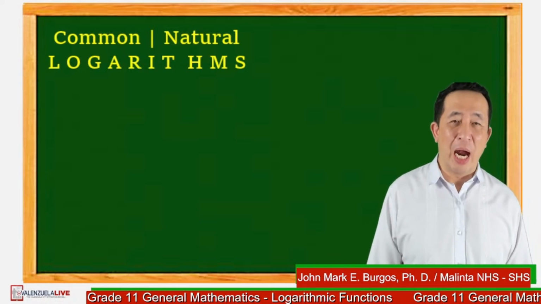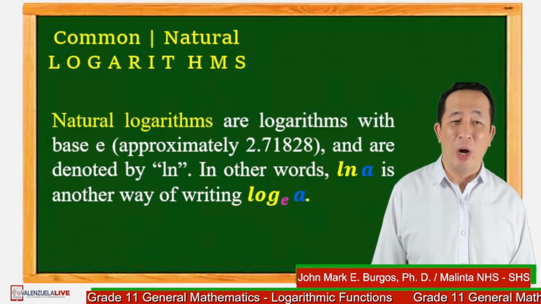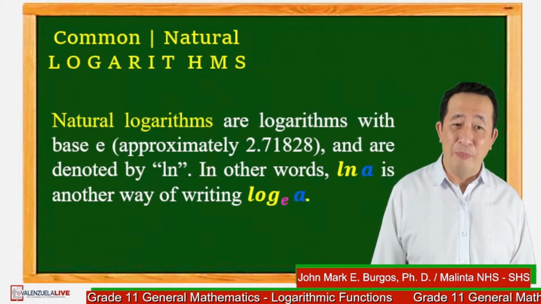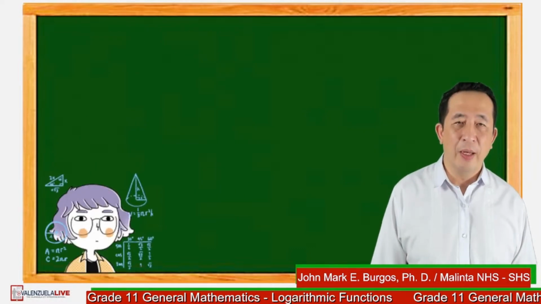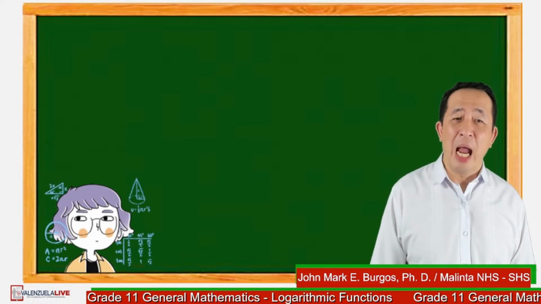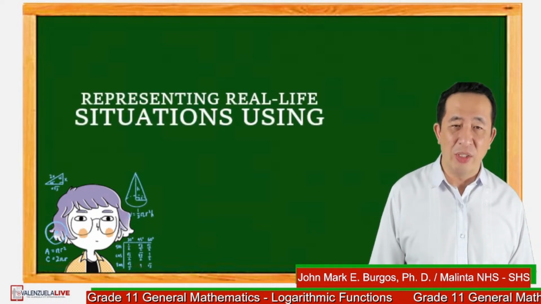Natural logarithms are logarithms with base e, which is approximately 2.71828, and are denoted by ln. In other words, natural logarithm of a is another way of writing logarithm of a with base e. Let us proceed to the next objective, which is representing real-life situations using logarithmic functions.